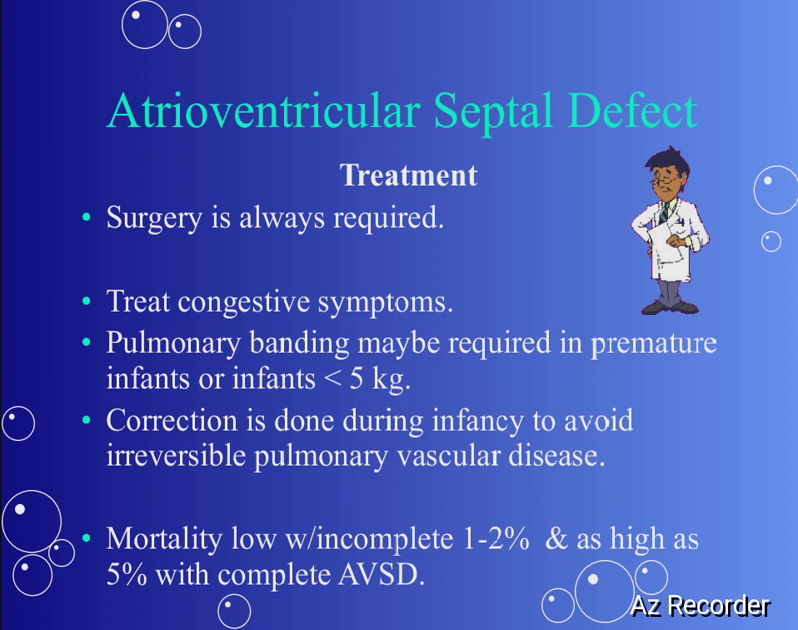Treatment: surgery is always required. Treat the congestive symptoms. Pulmonary banding may be required in premature infants or infants with less than 5 kg. Correction is done during infancy to avoid irreversible pulmonary vascular disease. Mortality is low, 1 to 2% with the incomplete form, as high as 5% with the complete AVSD.